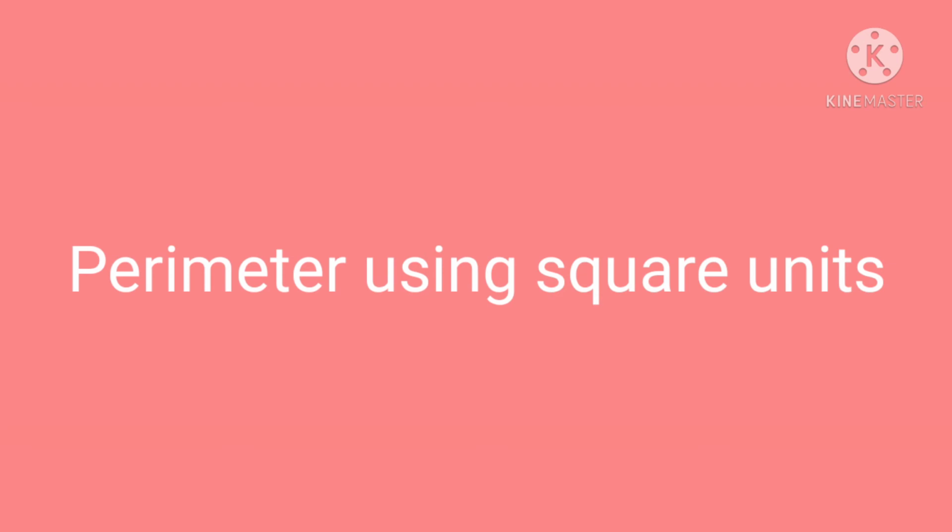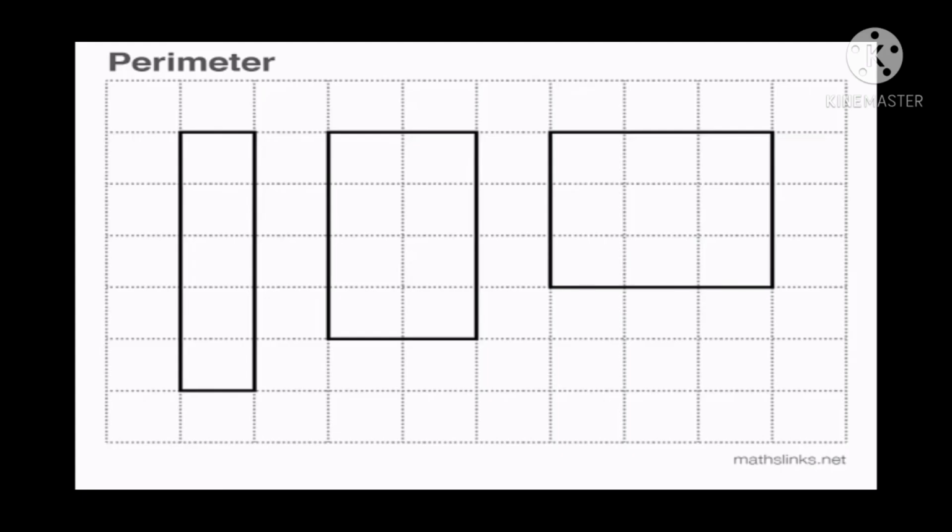Now let us find the perimeter of some shapes using square units. Now here are some shapes, and let us measure the perimeter of these shapes. We can see that the shapes are divided into squares, and each square is of side 1 centimeter, and so they are called unit squares. Now let us measure the perimeter of these shapes.